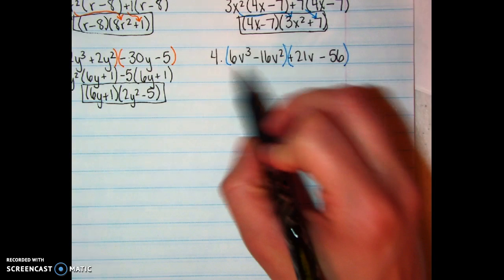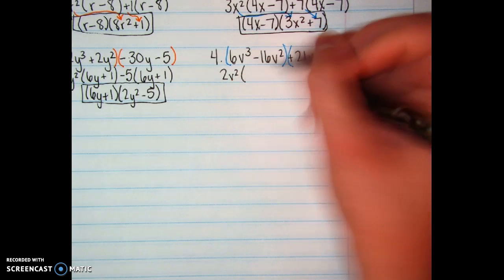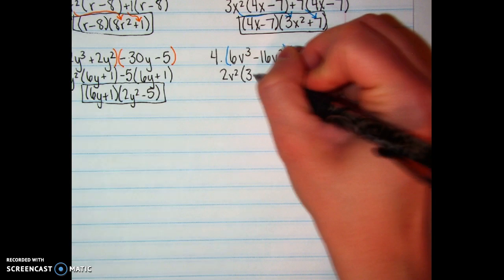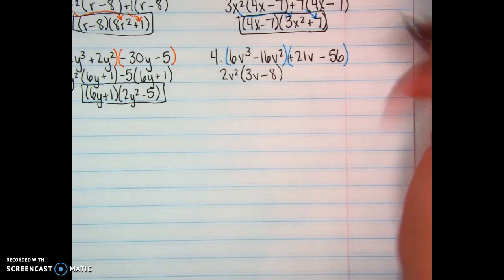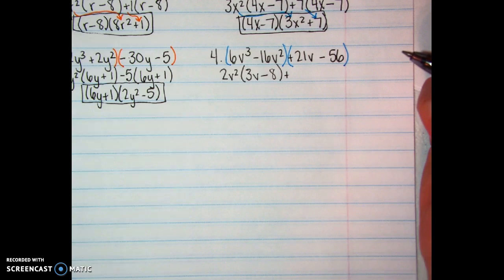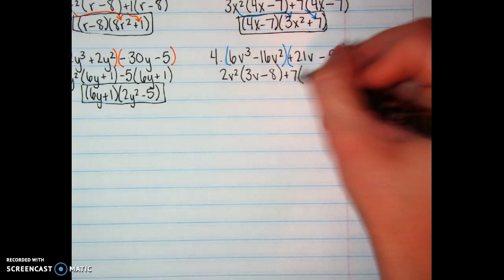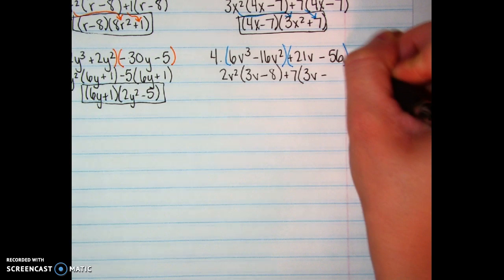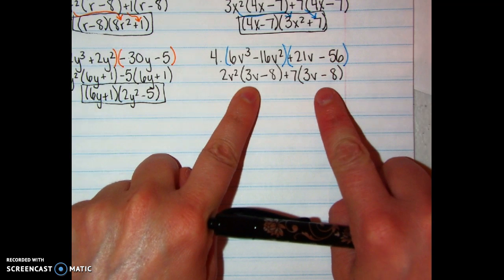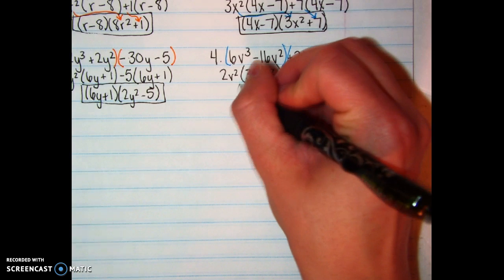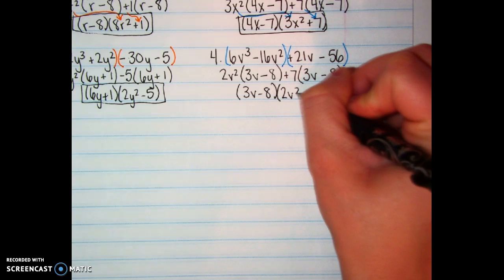Okay, GCF of 6 and 16 is 2, so that's 2v squared. 6 divided by 2 is 3, so that's 3v, minus 16 divided by 2 is 8. Over here, my GCF is going to be positive, and 7 goes into both of them. 21 divided by 7 is 3. 56 divided by 7 is 8. I have a match, so that means I'm on the right track. One of my answers is 3v minus 8. My other answer is 2v squared plus 7.